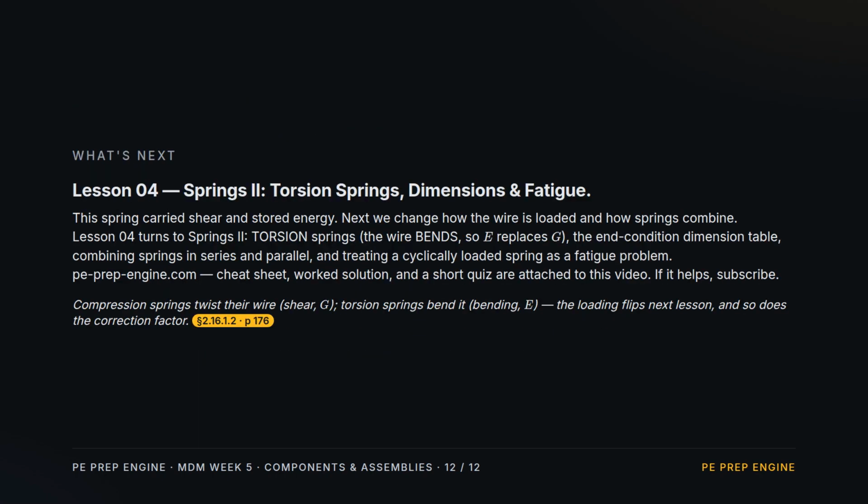Next up, Lesson 4. Springs 2. This spring twisted its wire and stored energy in shear. Next, we flip the loading. A torsion spring bends its wire, so the elastic modulus E takes over from G, with its own correction factor. We add the end condition dimension table, combine springs in series and parallel, and treat a cyclically loaded spring as a fatigue problem.